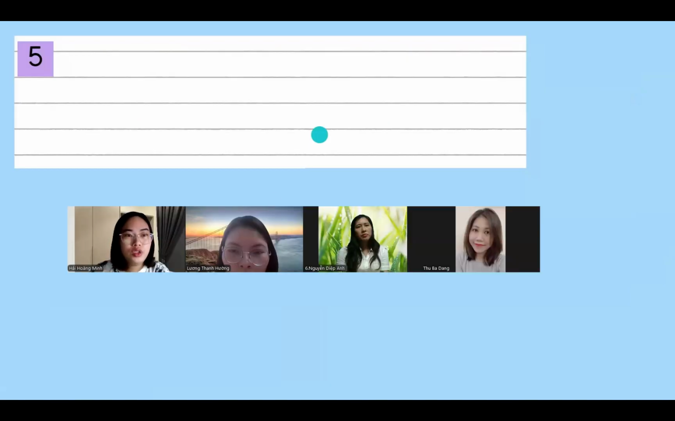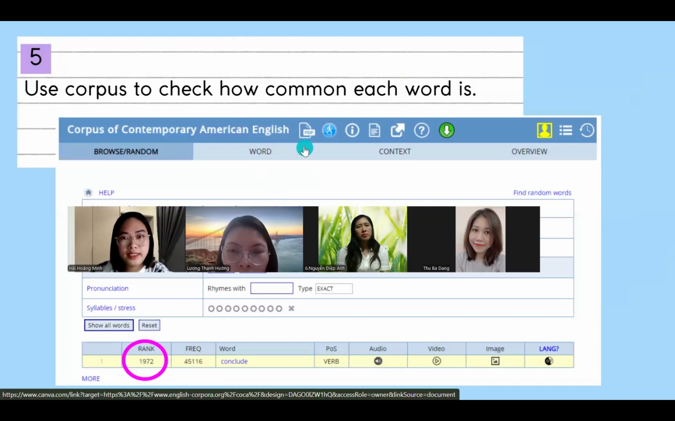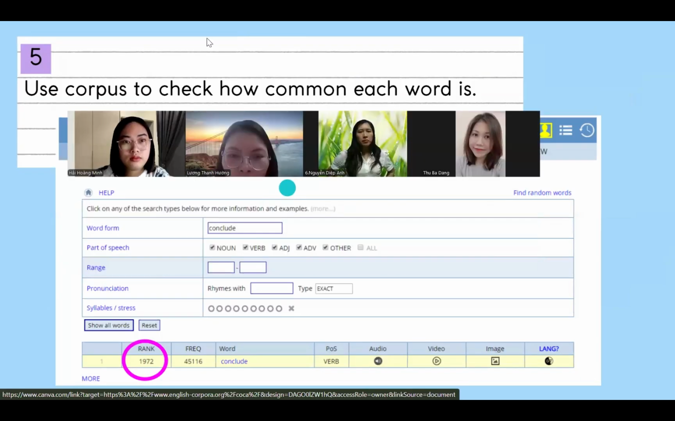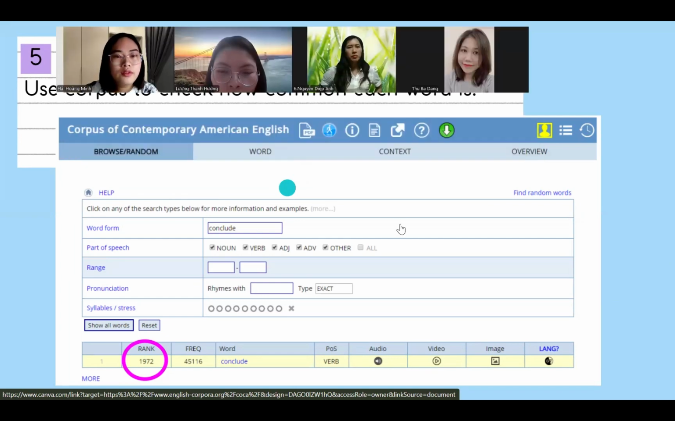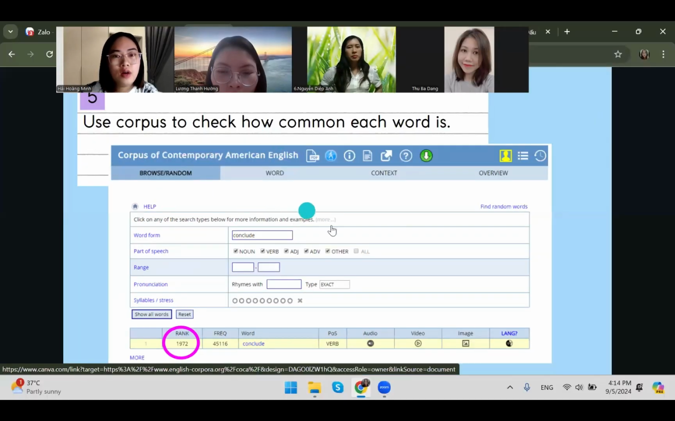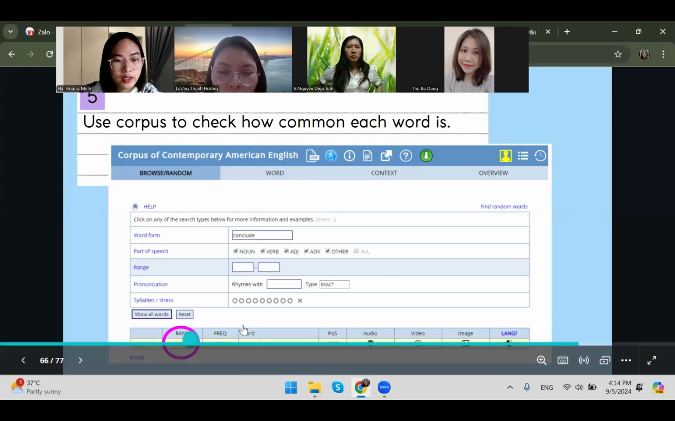Step number 5, you can use the corpus to check how common each word is. Okay. This is the web where you can check how common each word is. You can see the rank here.